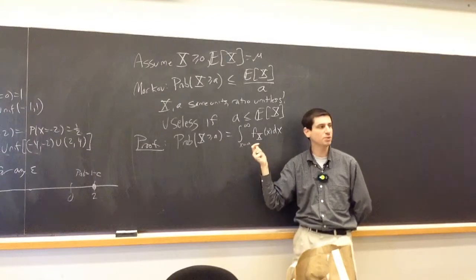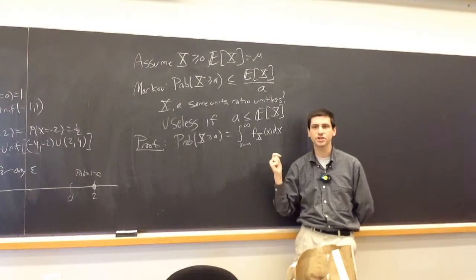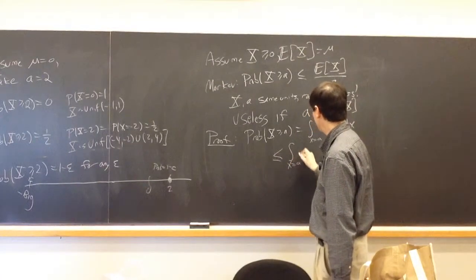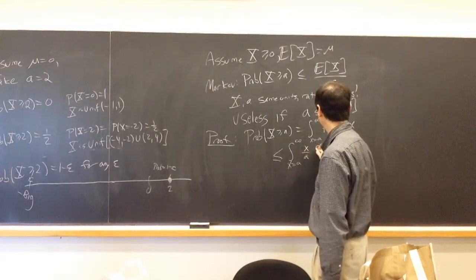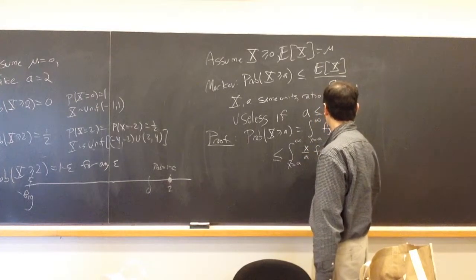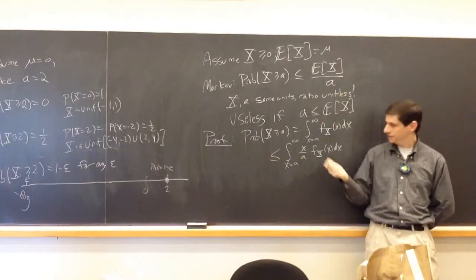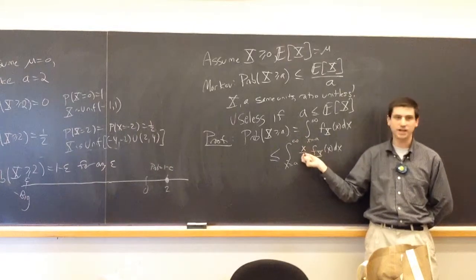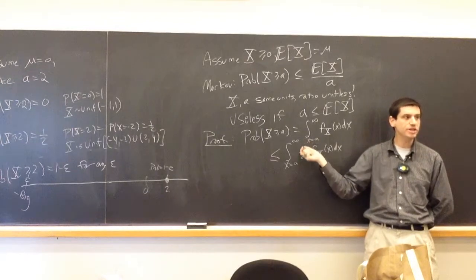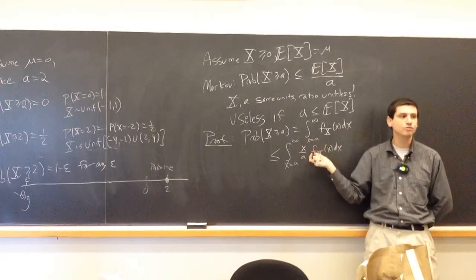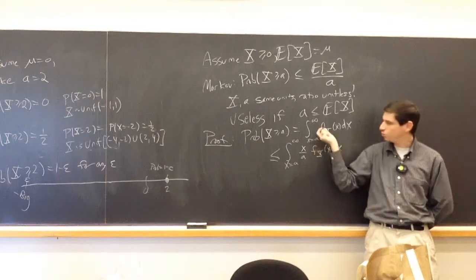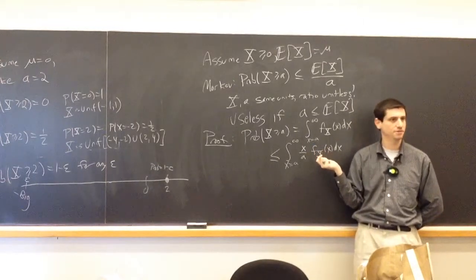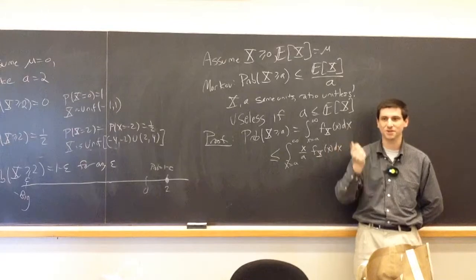This is going to be a proof by multiplying by 1. And a lot of these proofs come down to, can you find a clever way to multiply by 1? This is less than or equal to the integral, x goes from a to infinity, of x over a times f_x of x dx. The fact that this is true is trivial because in the region of integration, x is at least a, so x over a is at least 1. So I'm integrating in a range where x over a is at least 1. This is trivial to justify. The difficulty is, why would you ever do something like this? So why would we multiply by x over a? Why are we doing this? Yes?